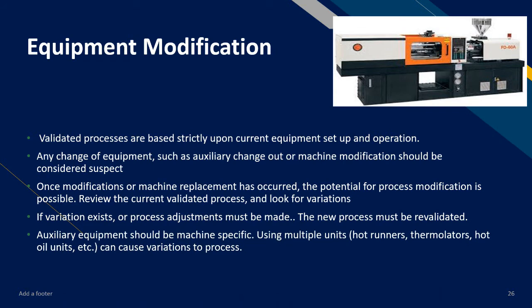Auxiliary equipment should be machine specific. When you're using multiple units, such as hot runners, thermolators, hot oil units, etc., and swapping those from one press to the next, well, then you're likely going to see variations to your process.